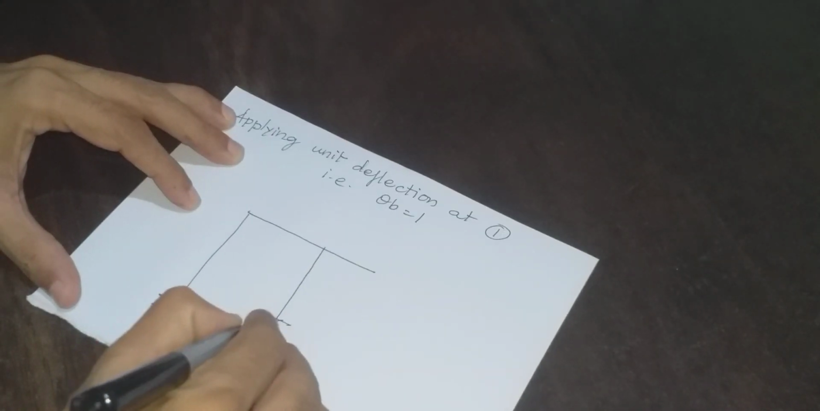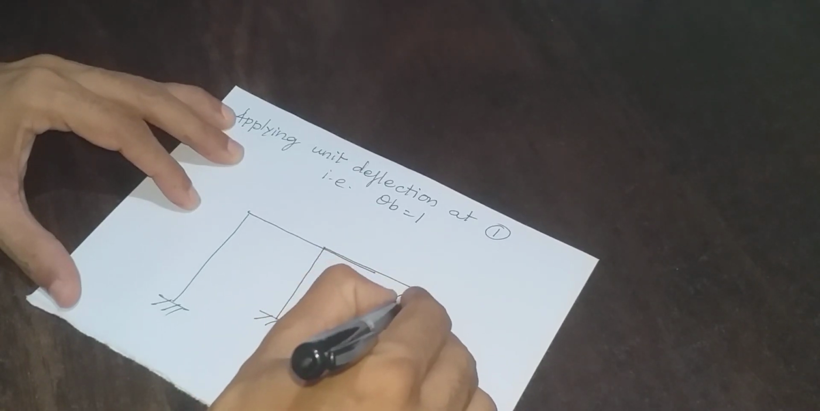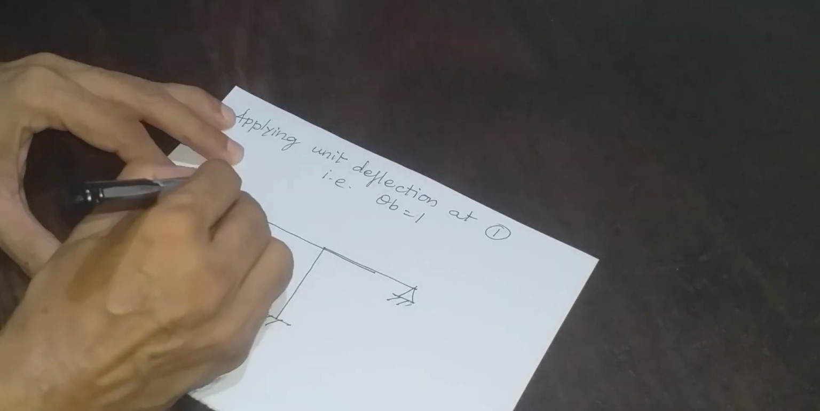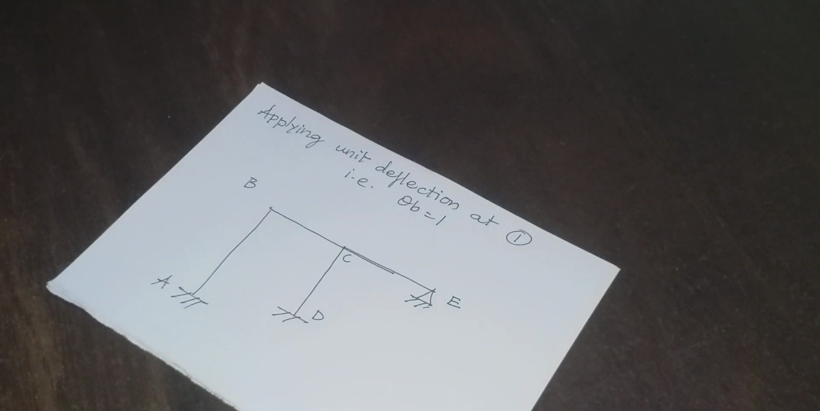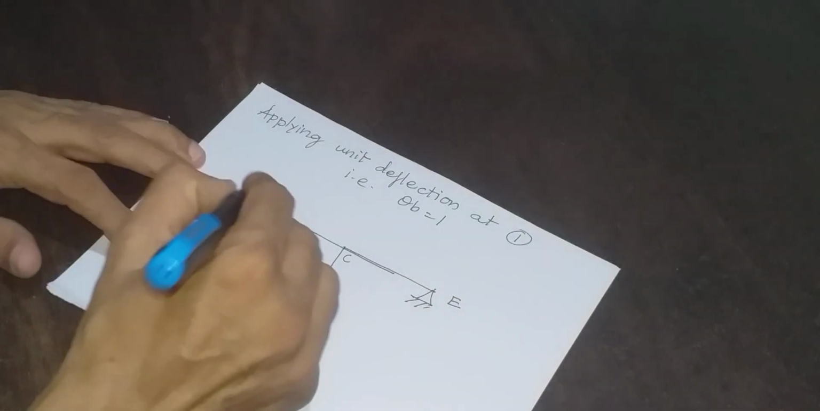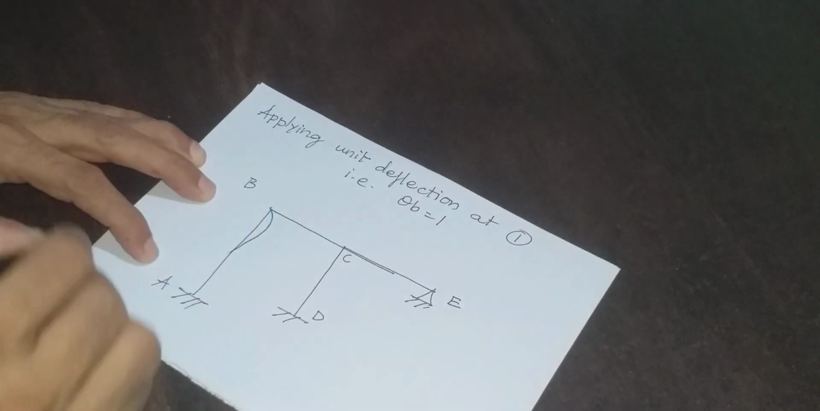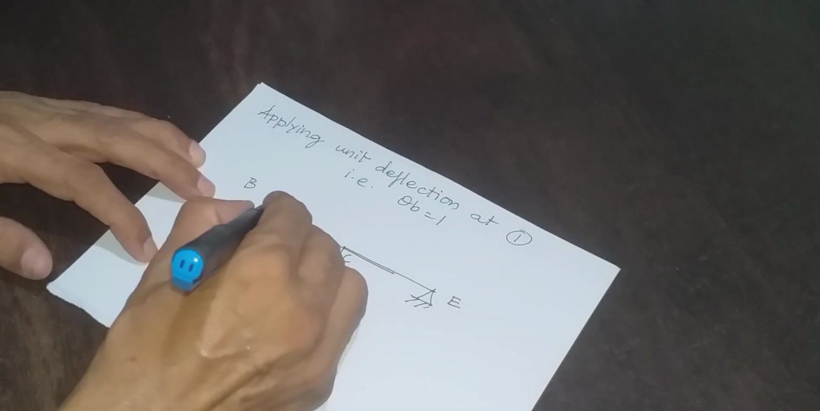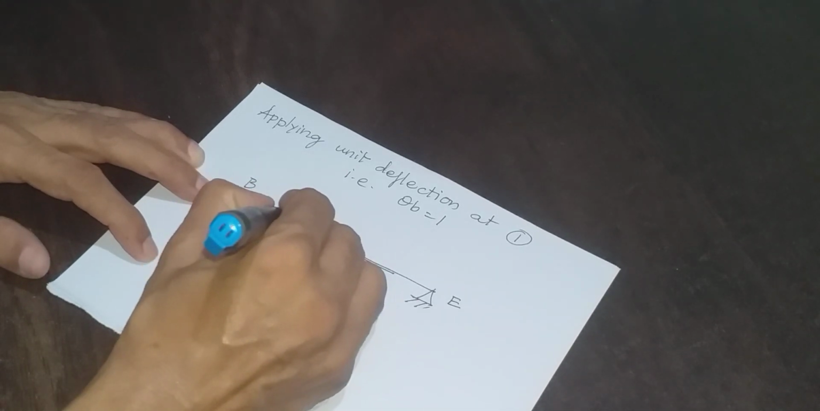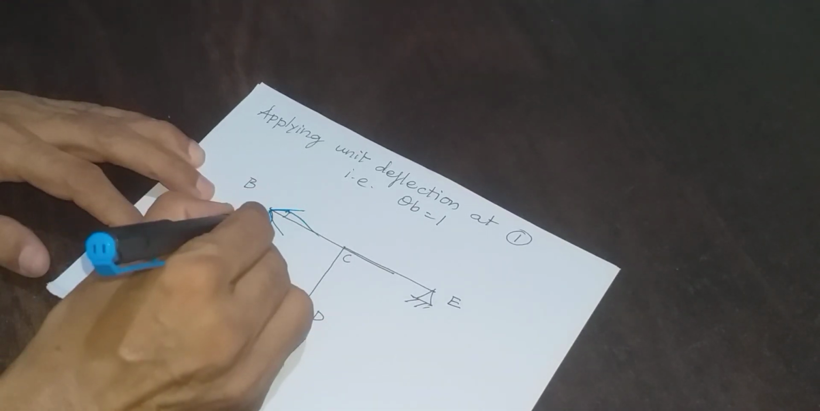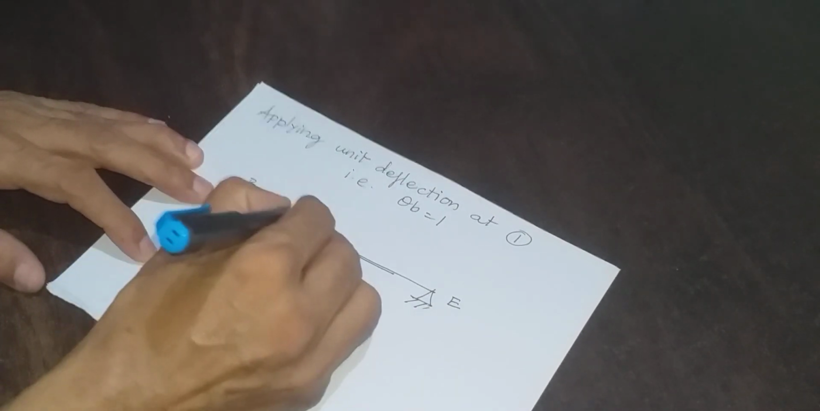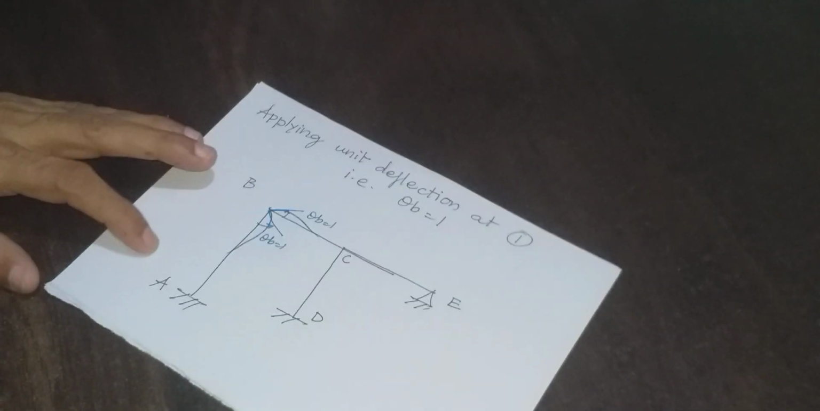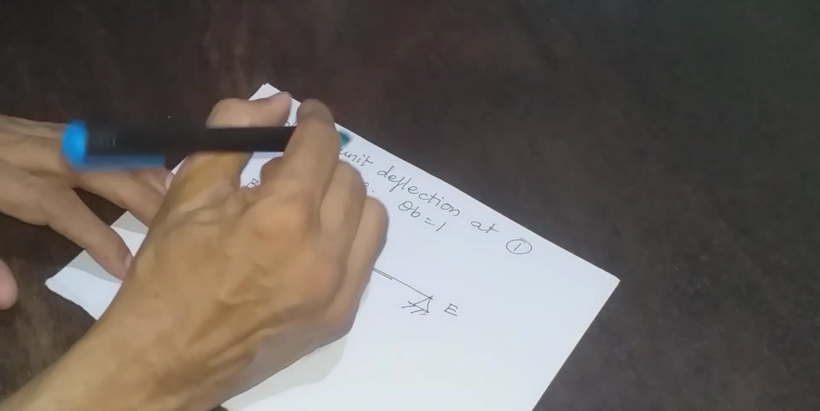So I am again drawing the structure: A B C D E. I am applying unit deflection at coordinate 1, and it is an anti-clockwise deflection. Since B is connected by BA and BC, both of these members will be affected. This is theta B equal to 1, that is the rotation of the tangent with respect to the original tangent.